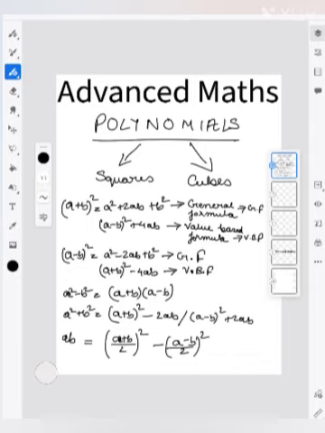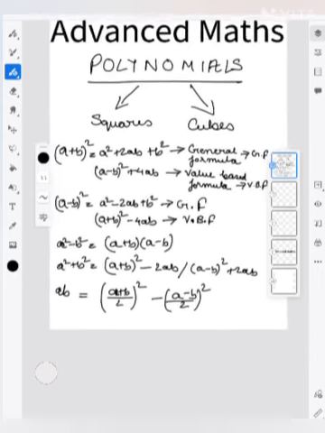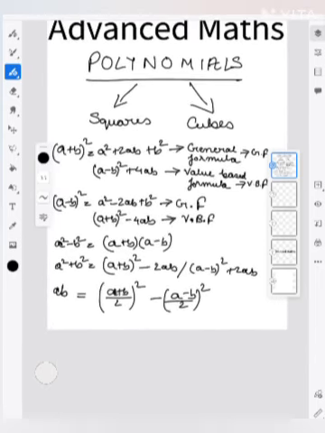Polynomials is algebra only, but it includes mainly two phases, squares and cubes. So first of all we will learn about squares, then we will proceed to cubes. Before learning polynomials and squares, we first need to learn some formulas which are important for the whole chapter, which are a plus b whole square. General formula is a square plus 2ab plus b square, and the value based formula is a minus b whole square plus 4ab. Likewise goes with a minus b whole square, and then we get a square minus b square.